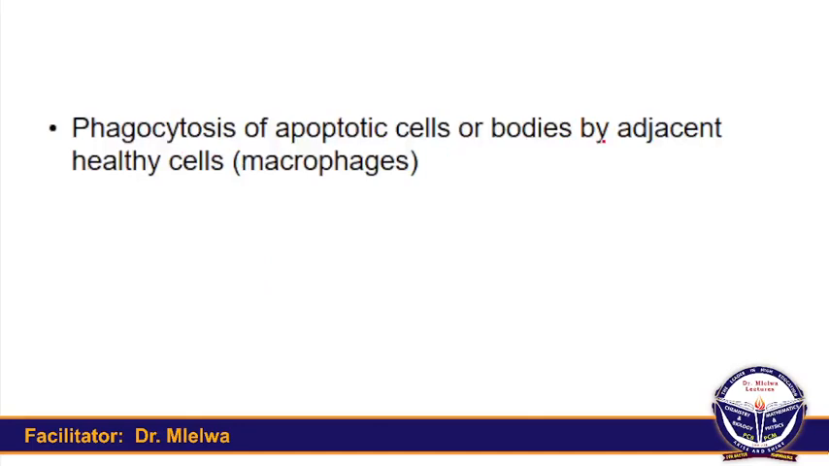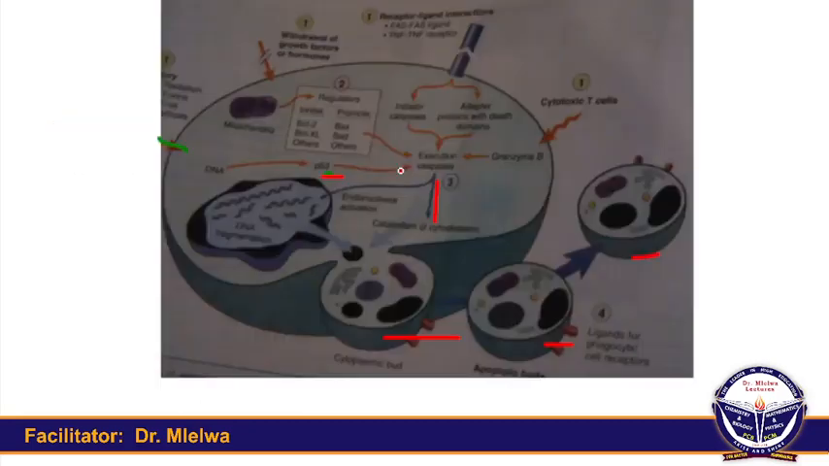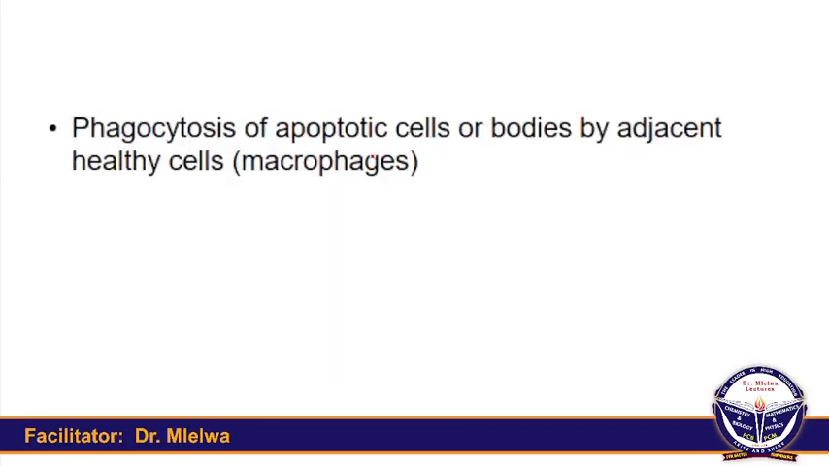Phagocytosis of apoptotic cells or bodies by adjacent healthy cell au macrophages. Kwa what actually happens ni kwamba baada ya hii seli kuundergo apoptosis and the formation of apoptotic bodies, zile apoptotic bodies zinakuwa engulfed by the adjacent cells na zinakuwa digested as how the old organelles are digested within the cell. Kama ambavyo you have the prior knowledge of cytology, how the old organelles such as mitochondria can be engulfed by lysosome and finally digested and the nutrient to be used by the cell. Kwa hiyo apoptotic cells will be engulfed by phagocytosis.